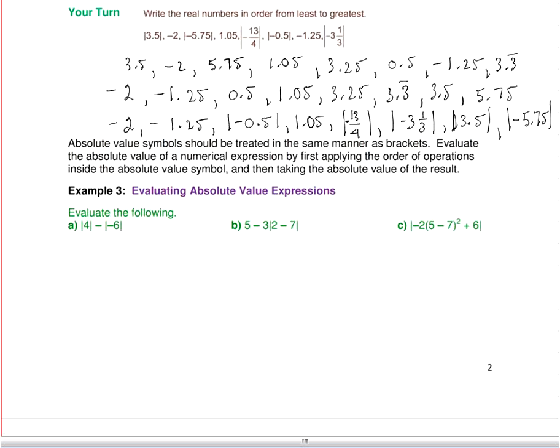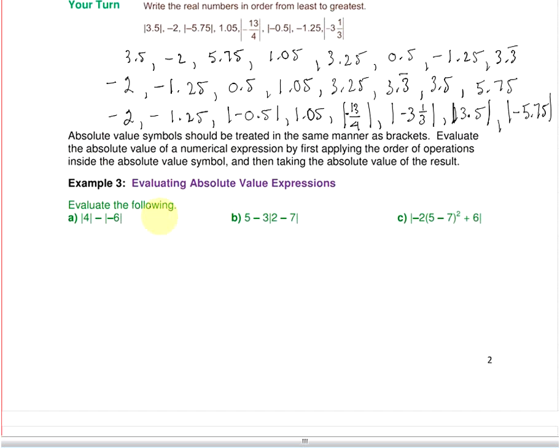Okay, so now we're going to evaluate absolute value expressions. So absolute value symbols should be treated in the same manner as brackets. Evaluate the absolute value of a numerical expression by first applying the order of operations inside the absolute value symbol and then taking the absolute value of the result. Okay, so let's evaluate the following. We have on the first question the absolute value of 4 minus the absolute value of negative 6.